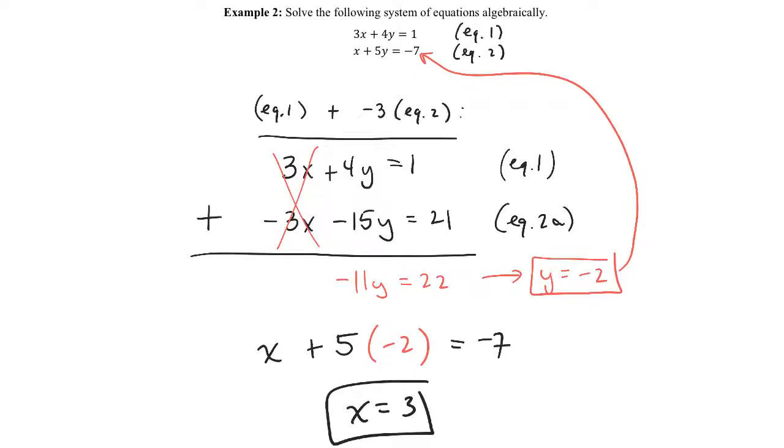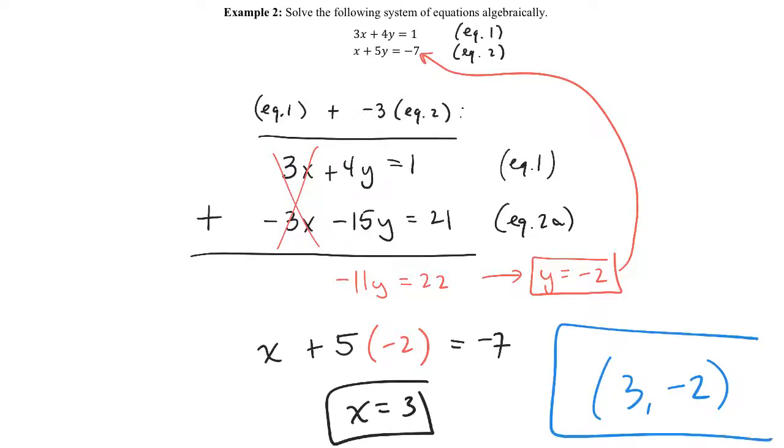So my answer? How do I write my answer? Nick, Trey? You write it 3, negative. Yeah. As an ordered pair, please. As an ordered pair, write my answer.